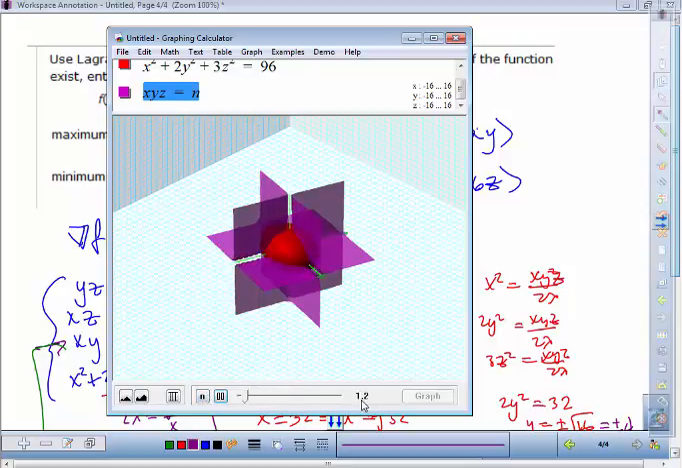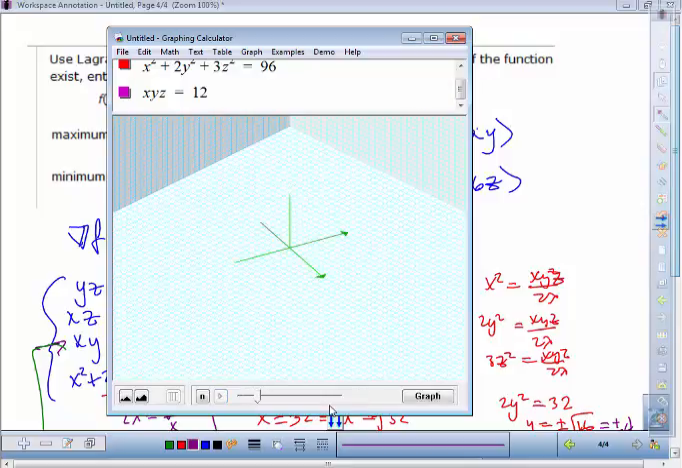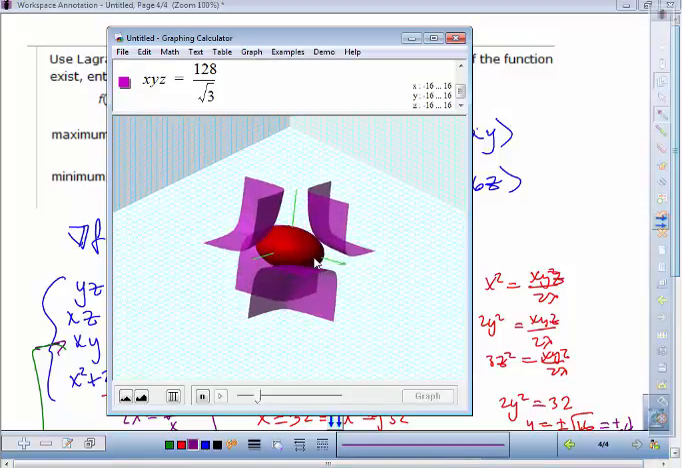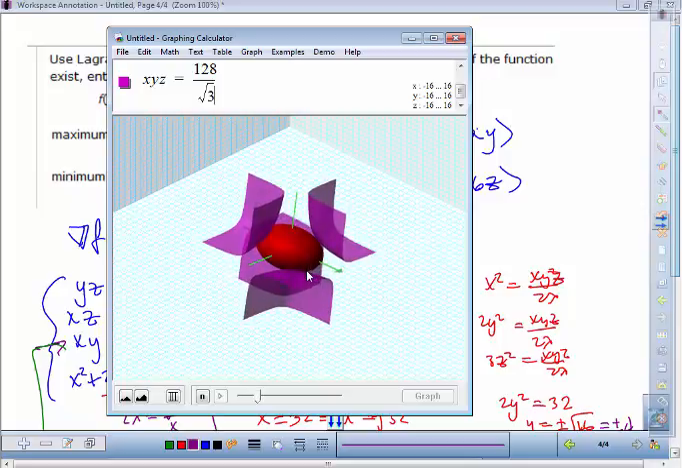So I have my n going from 0 to 30, and it looks like I'm not reaching. What number do I put in here again to make sure I get my level curves to just be kissing, or in this case, level surfaces? Do you remember? Sounds like it's going to be a big number, right? Because I'm at 30, it's still not going out there. Yeah, 128 over root 3. So if I get that 128 over root 3, then I will be exactly tangent to the surface.